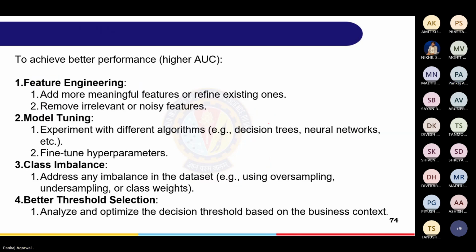And if you really wanted to achieve a better usage, then you have to go back into your data and do a lot of other things, that is feature engineering, model tuning, class imbalancing, better threshold selections. So all these activities can be done. Right. So we'll move on to something called multi-class classification thought process also, which is important. Just wait.